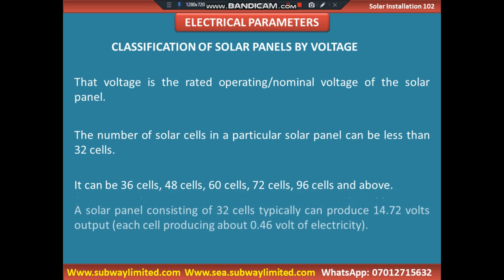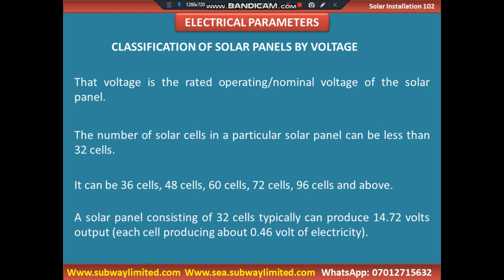That means a solar panel consisting of 32 cells typically can produce between 14.72 volts. That is the open circuit voltage. Each is 0.5 or 0.45. If you approximate this, you have 0.5 volts. Each of the cells will produce that. And when you multiply that, it gives you a range of 14 point or 15 point something to 21 volts. That is the reason we say that panel is a 12-volt panel.